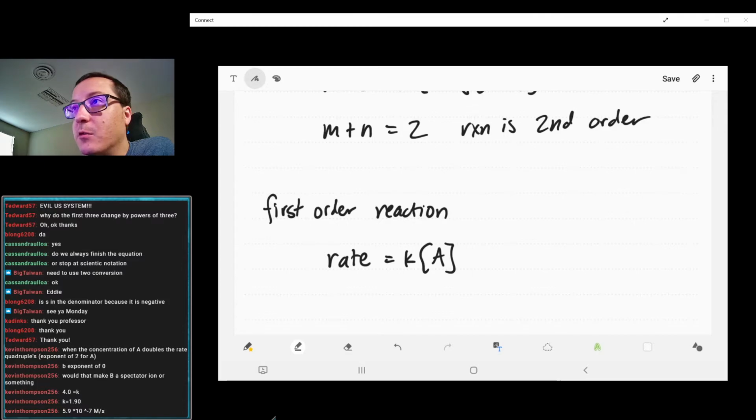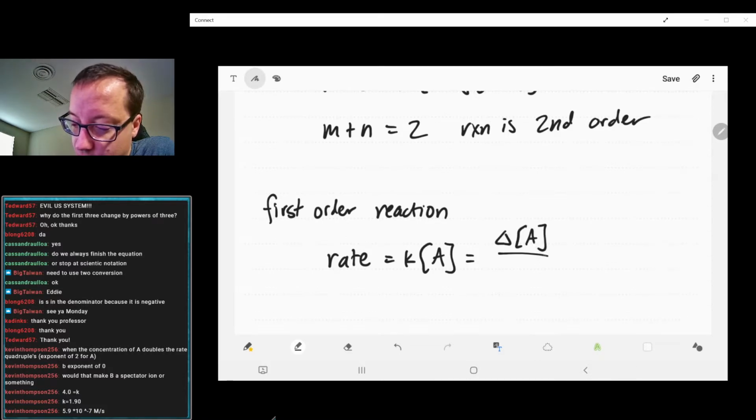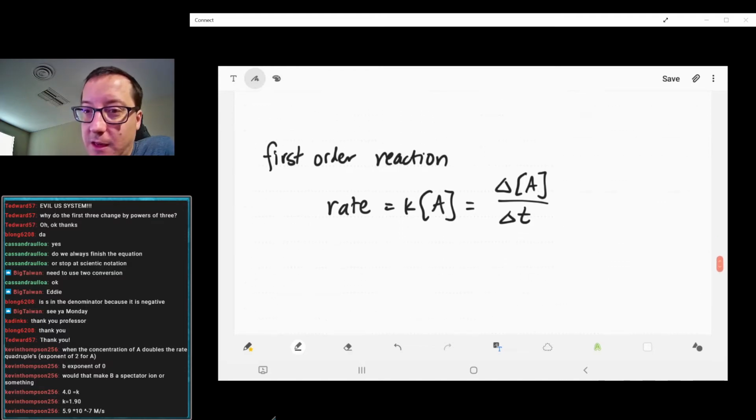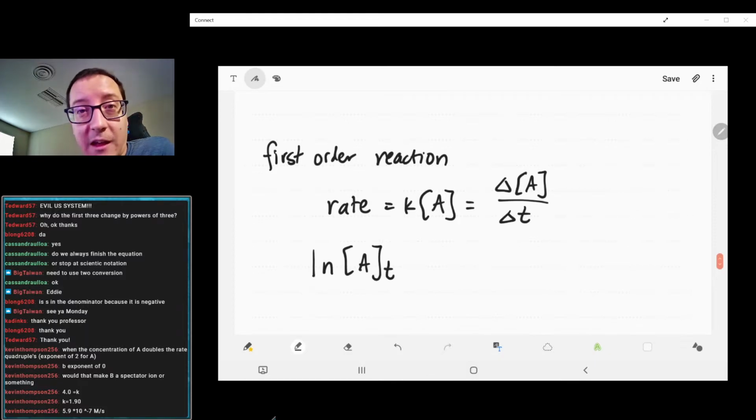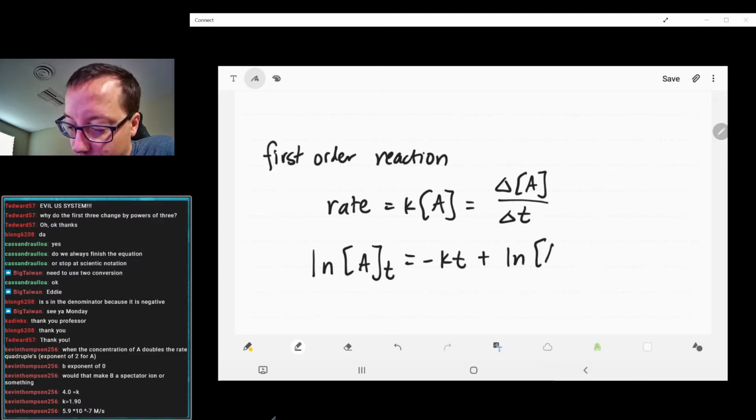Hopefully that's not too crazy. We remember that this was also the same thing as saying the change in concentration over the change in time, right? Nothing too crazy there. That's how this thing is going to work. It turns out that if you apply the magic of calculus to this group of equations, you end up getting that the natural log of your reactant at a given time will be equal to negative kt plus the natural log of your original amount.